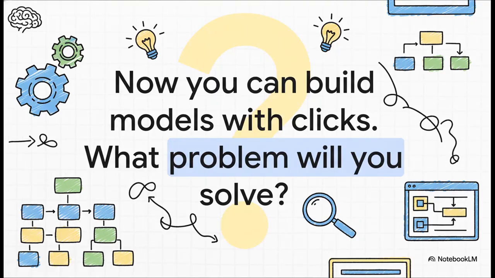You know, when you make machine learning this visual, this accessible, you're really changing who gets to participate. It's not just about who's the best coder anymore. It's about who has interesting questions and important problems to solve. So that leaves just one last question. What problem will you go solve first?